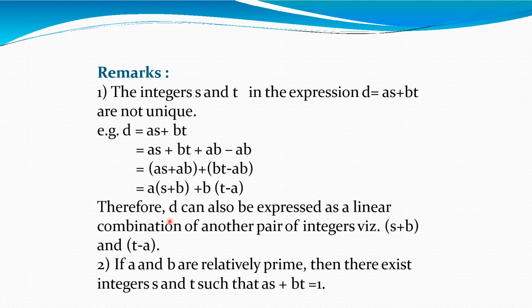Now see the second remark. If a and b are relatively prime, then there exist integers s and t such that as plus bt is 1. Again, if they are relatively prime, then their GCD is 1. So 1 is equal to as plus bt. Such integers s and t exist.